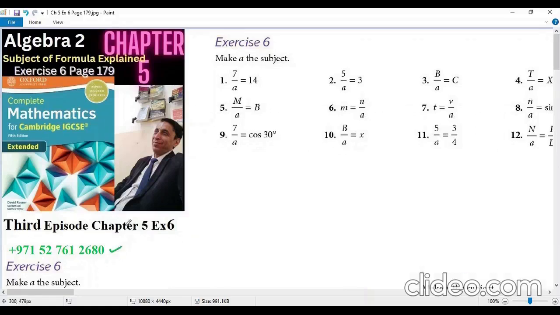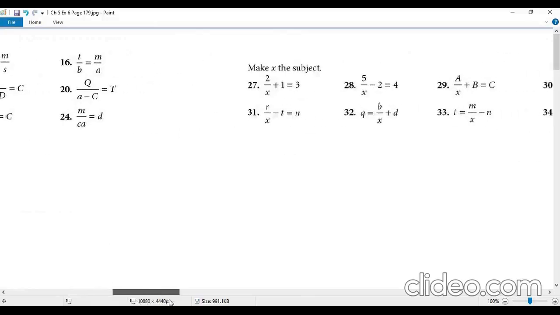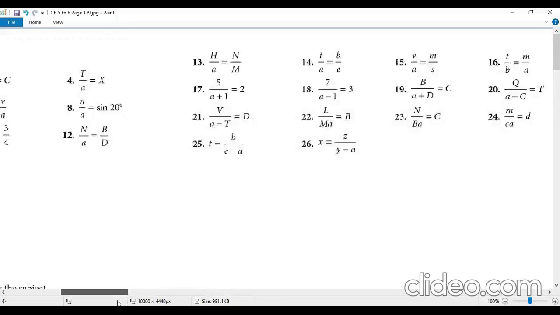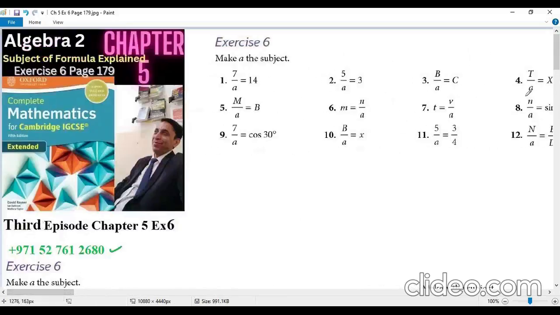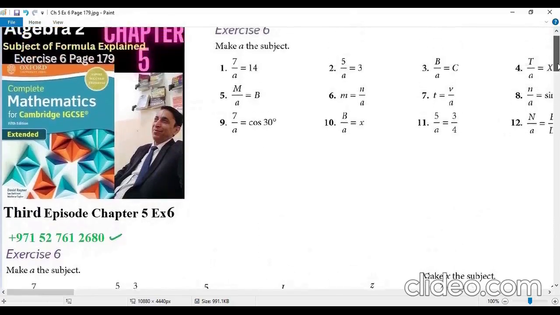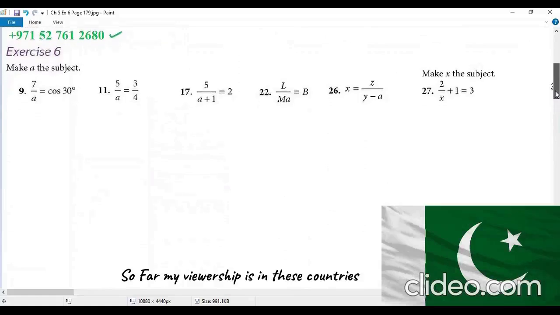And let's see how many questions it has. It has around 46 questions altogether, out of which I have selected a few questions to solve here. I have chosen question number 9, for example. So question number 1, 2, 3, 4, 5, 6, 7, 8 all are based on this kind of question. So I will be explaining you one by one.